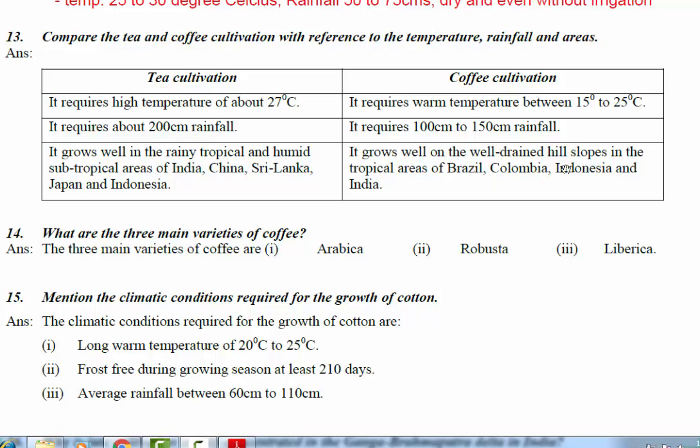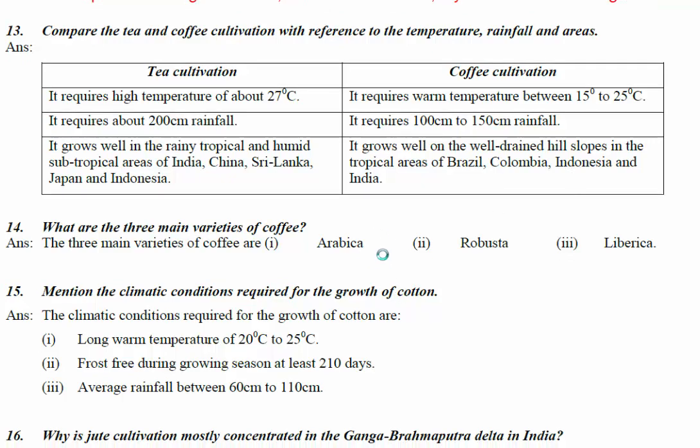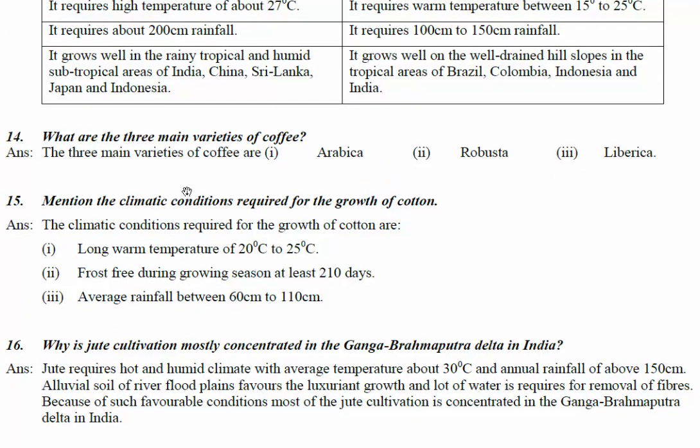Okay, don't forget these hill slopes in the tropical areas of Brazil, Colombia, Indonesia and India. Okay, so next one, question number 14. What are the three main varieties of coffee? They are Arabica, Robusta and Liberica. Once again, Arabica, Robusta and Liberica.